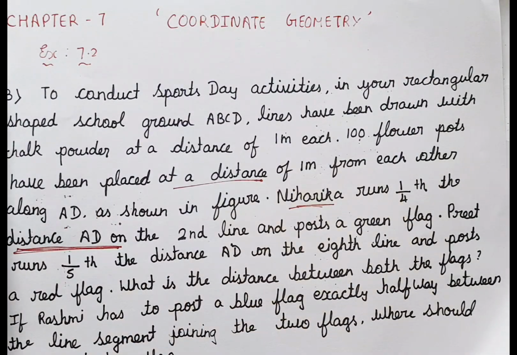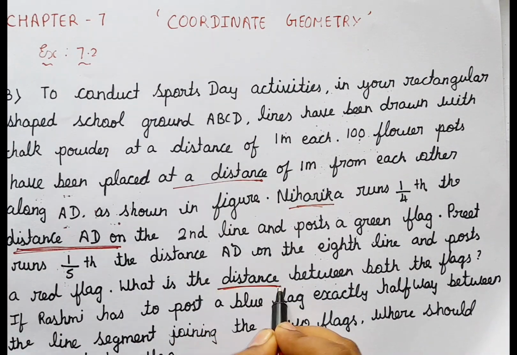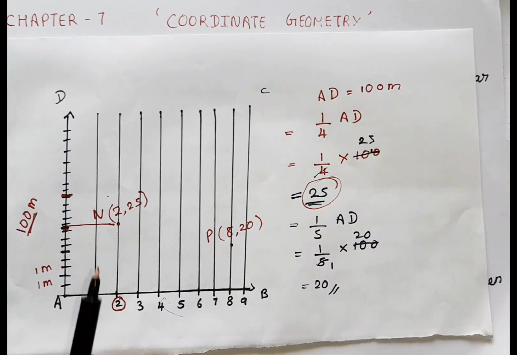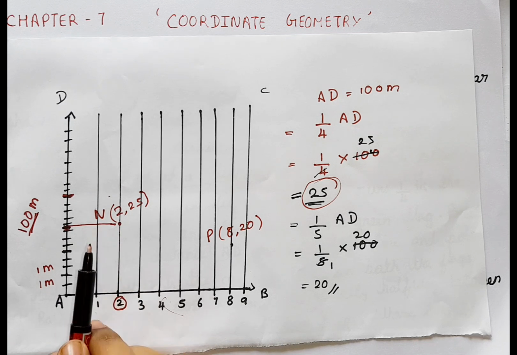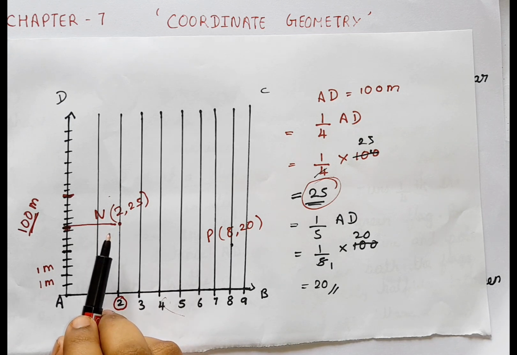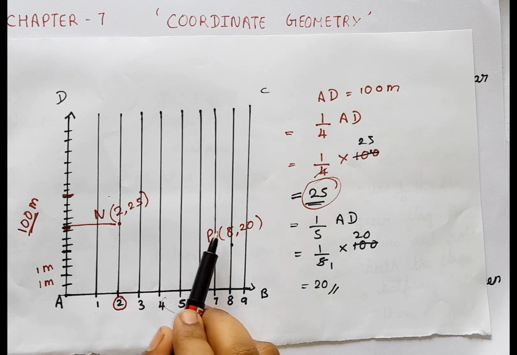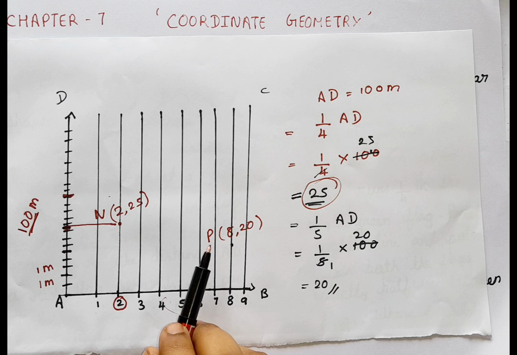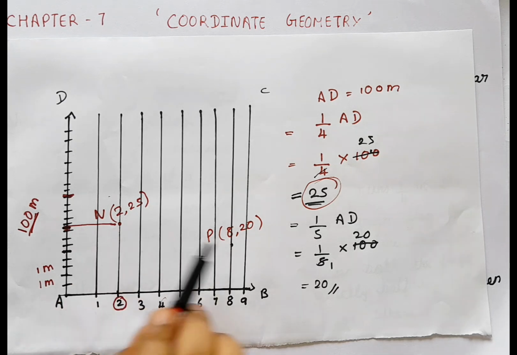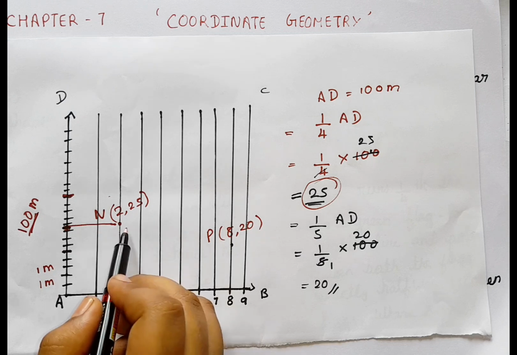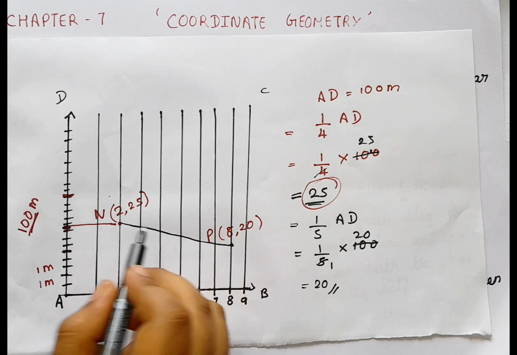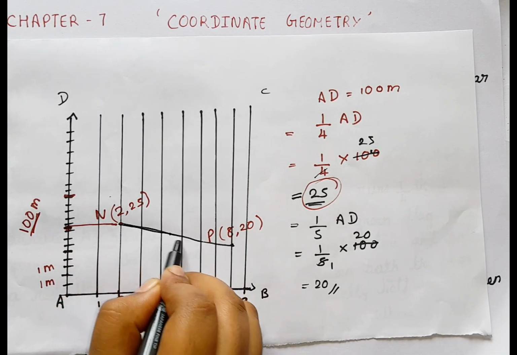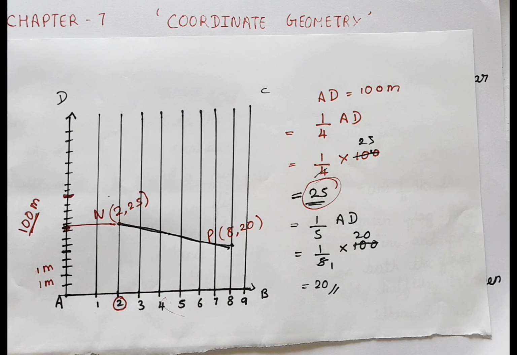Now let's read further. What is the distance between both the flags? So where are the flags? Niharika has a green color flag, and Preet has a red color flag. Between these two flags, we are supposed to find the distance between Niharika and Preet. For this, of course, you guys know we are going to be using the distance formula.